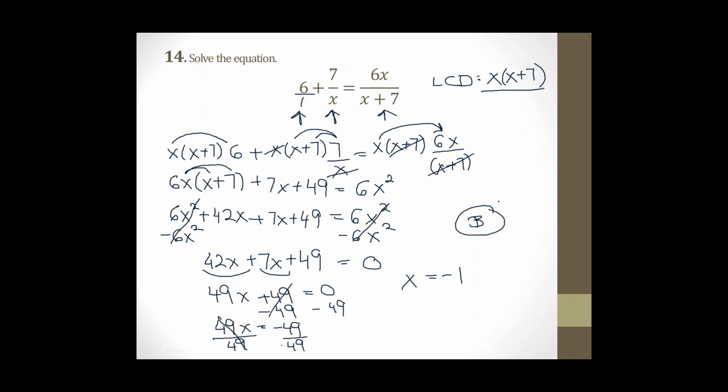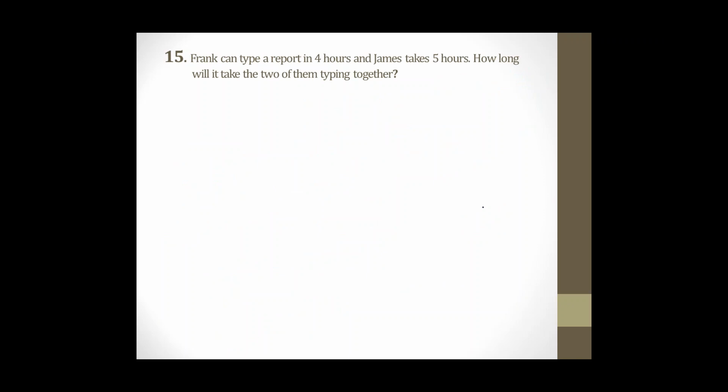All right, moving on to question 15, word problem. So Frank can type a report in 4 hours and James takes 5 hours. How long will it take the two of them typing this report together? All right, so this looks like we have to set up rational equations. And how you do this is look at the first part. This person can do it in 4 hours. So basically, I would say he would do 1/4 of the job.